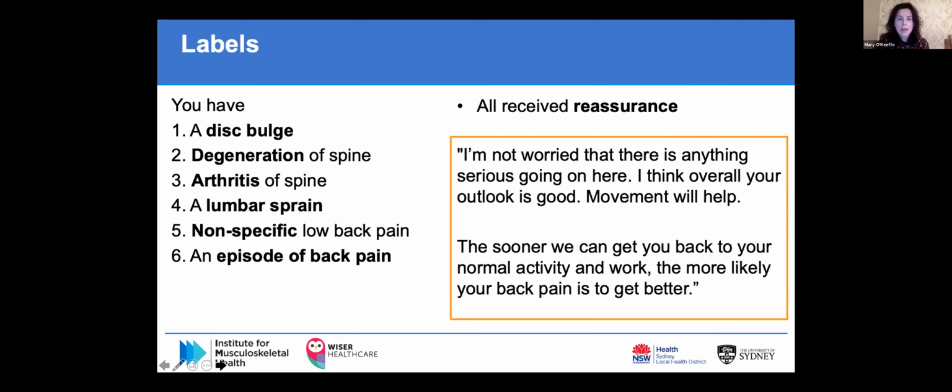We used non-specific low back pain because it is the guideline recommended term, and we've had no research with people with back pain to see what they think of this term, given its popularity, which has been quite strange. And then the last label was one that we came up with some consumers with an experience of low back pain, which basically is, why can't we just call a spade a spade and call it back pain? That's what we want.